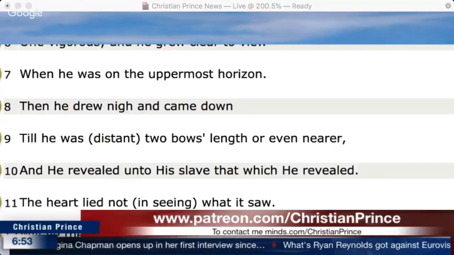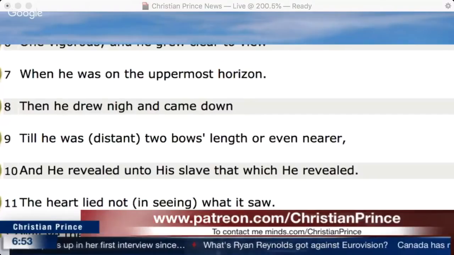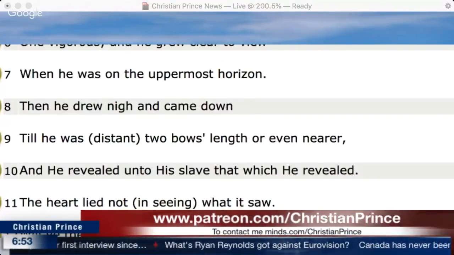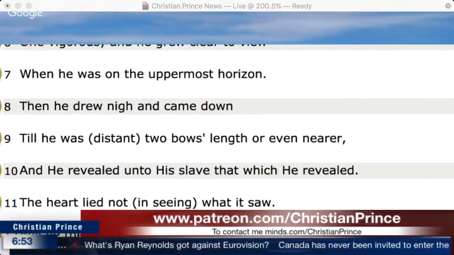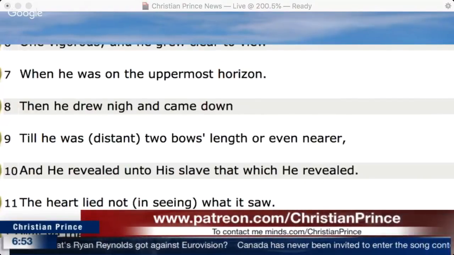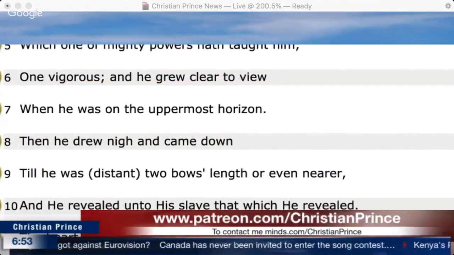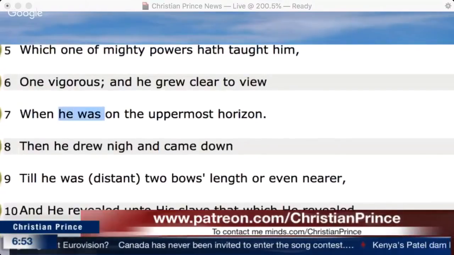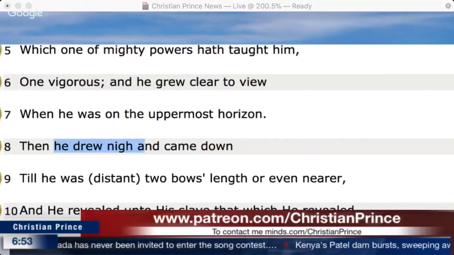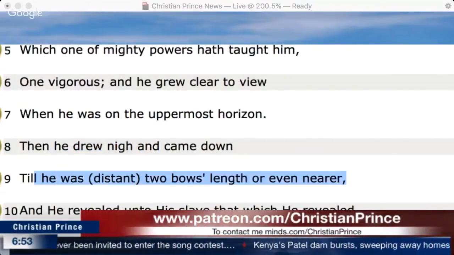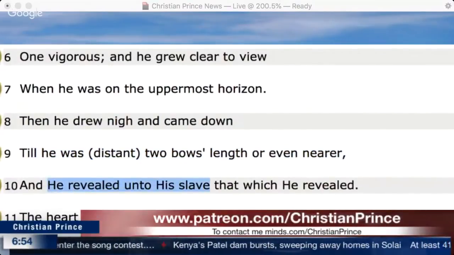But here it is speaking about a guy whose slave is Muhammad. It cannot be Jibril. So we need to explain then who this is. I believe that Jibreel is excluded here, and that Allah is explaining how Allah revealed to his servant. No. You see, he's talking about how he came down. If you read with me, I have the Quran in front of me: when he was in the uppermost horizon, then he drew nigh and came down, till he was a distance of two bows, and he revealed to his slave.